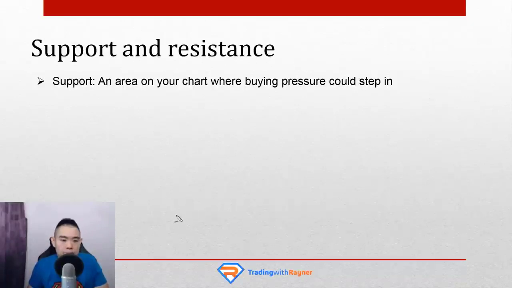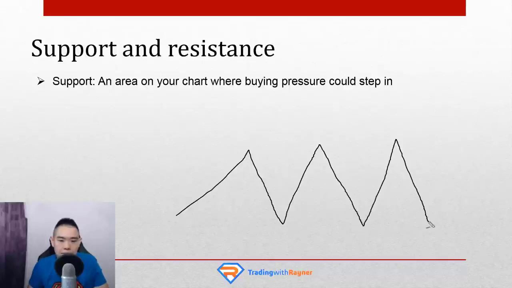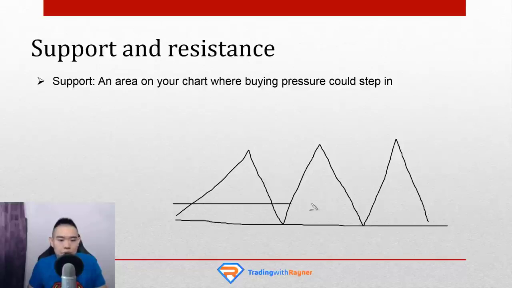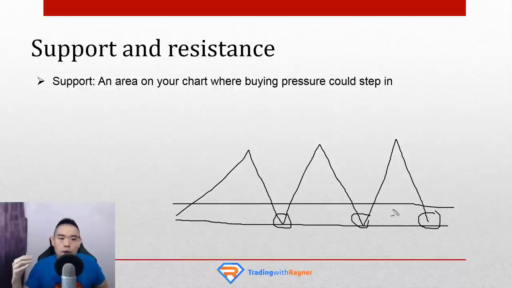So if you look at this, let's say price goes up, comes down, goes up, comes back down, goes up, comes back down. Now, from the looks of this, we can say that this is an area of support, because this is where previously the price has bounced off once, twice, and now possibly a third time over here. So this is what we call an area of support. Okay, an area on your chart where buying pressure could step in and push the price higher.